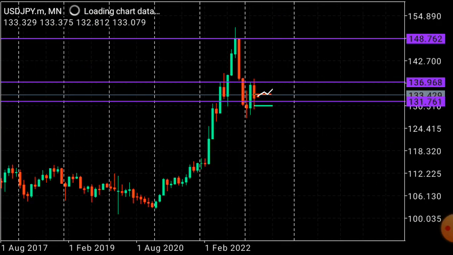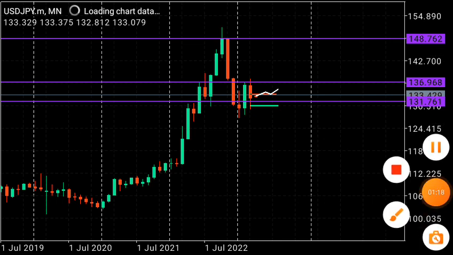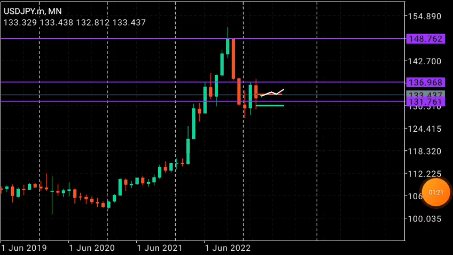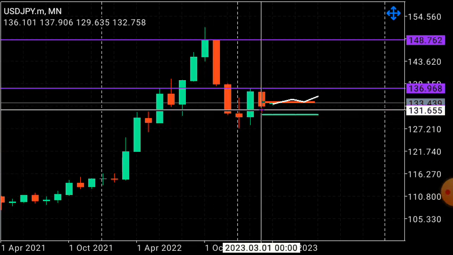Let me look at the monthly chart. Sorry about that. Okay, the month of April, as you can see, we have a bullish candle opened right there.